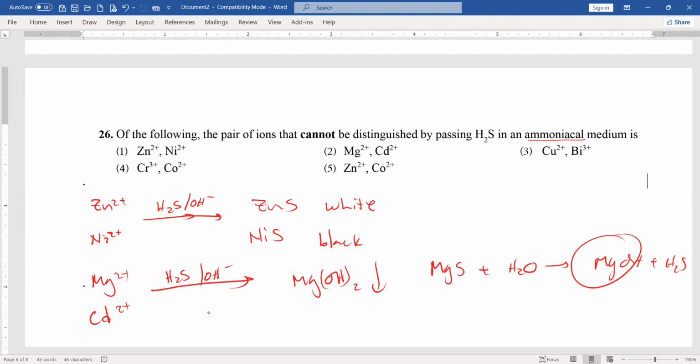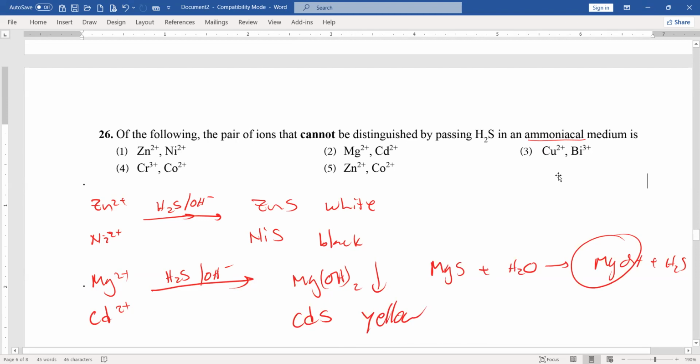If you get the cadmium, it forms cadmium sulfide. Cadmium sulfide is given in the second group of group analysis. So it is yellow. Magnesium hydroxide is a gelatinous white precipitate. This is a yellow precipitate. So we can distinguish them because of the color.